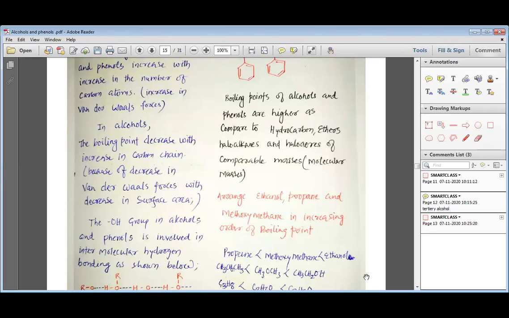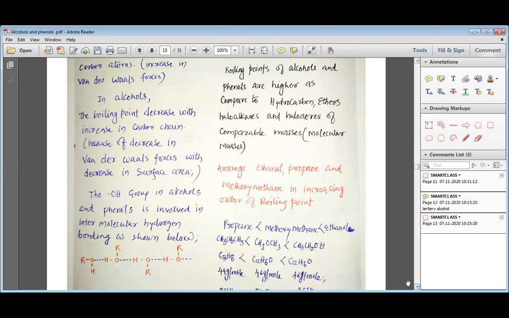My dear students, as the branching increases, the surface area decreases, and as the surface area decreases, the van der Waals forces decrease. So if you have 7 carbons, and all the 7 carbons are available in a single line, or they make branches, then the alcohol with more branches will have a lower boiling point as compared to the normal alcohol where all the carbons are present in a single line.